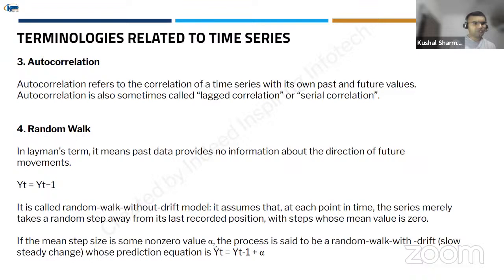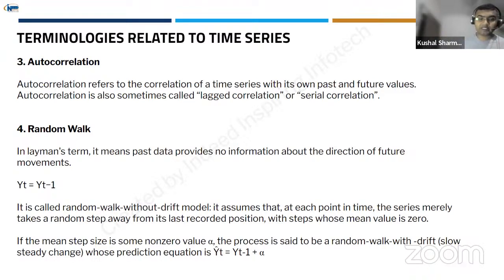Here yt is equal to yt minus 1. This is called a random walk without drift model. It assumes that at each point in time, the time series merely takes a random step away from its last recorded position, with steps whose mean value is 0. So it takes some random step, it may be a unit step, drifting away from the original path. Therefore we call it a random walk without drift model.